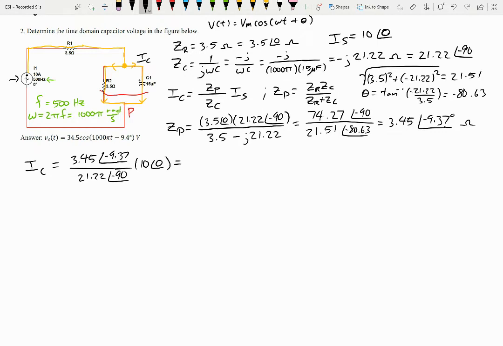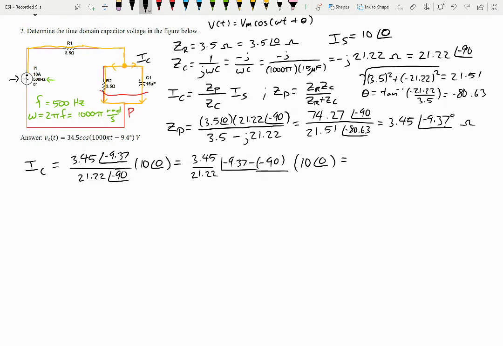So all we're going to do is multiply and divide all these numbers out. So here, let's do 3.45 over 21.22. Then we'll do -9.37 minus -90 degrees. Then we're still going to need to multiply the 10 and the 0, but let's get that in just a second.